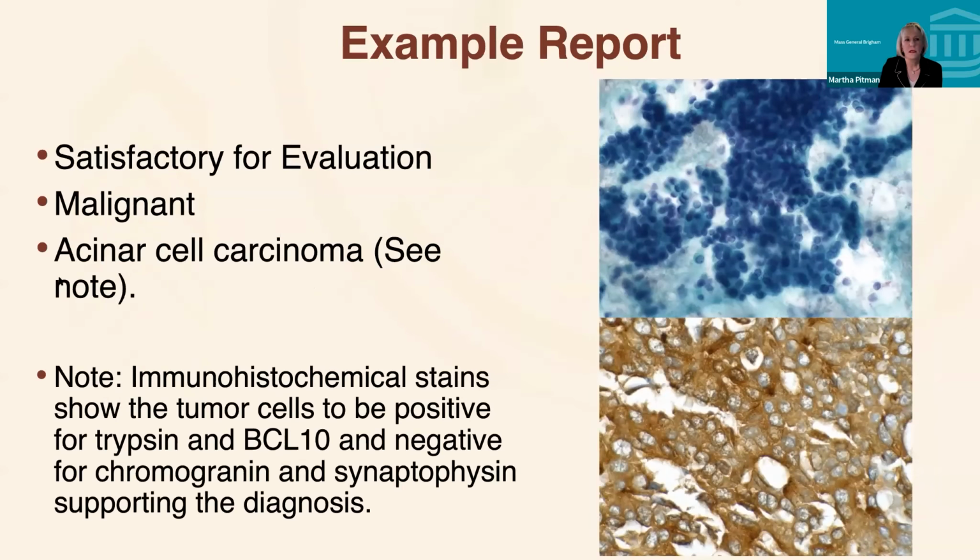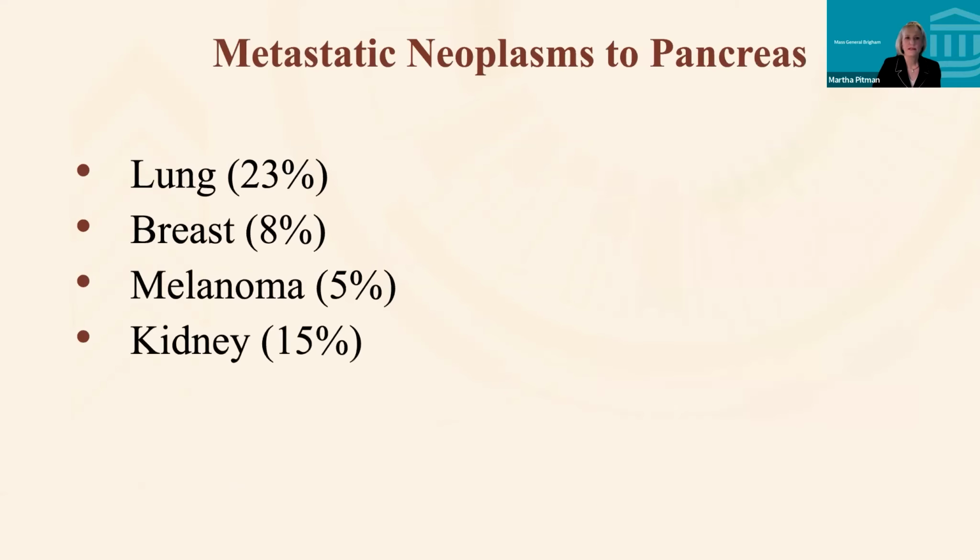Here's an example of a solid mass in the pancreatic head showing this non-ductal proliferation. It could be endocrine, it could be acinar, and it really does help to have immunostains. This was a tumor that was positive for trypsin and BCL10 and negative for the endocrine markers, supporting the diagnosis of acinar cell carcinoma.